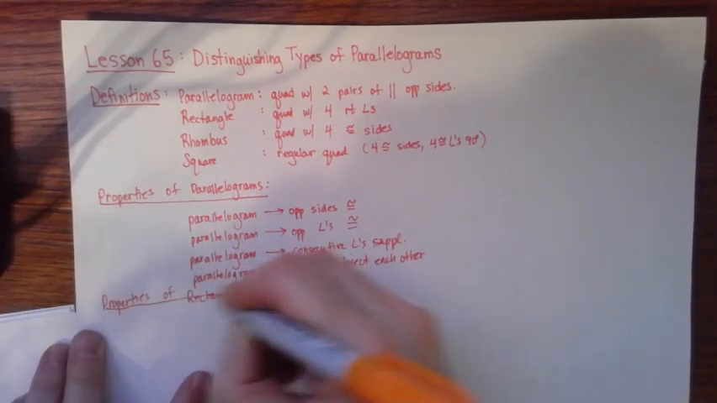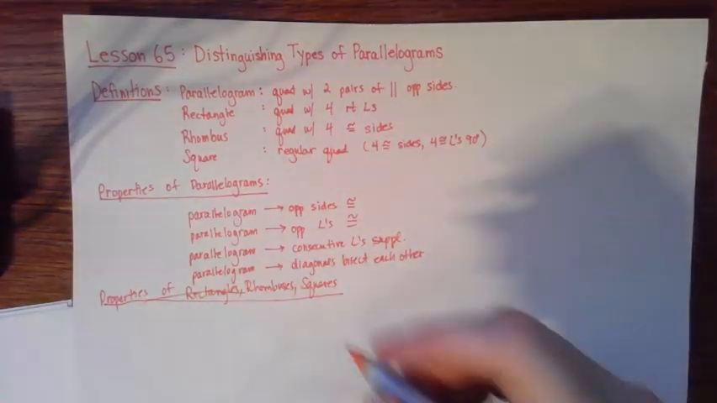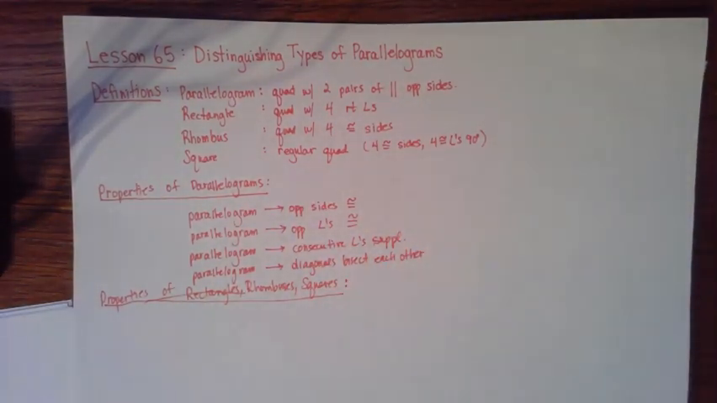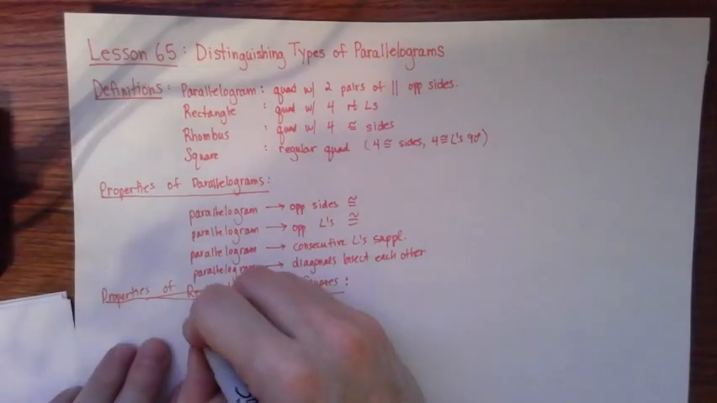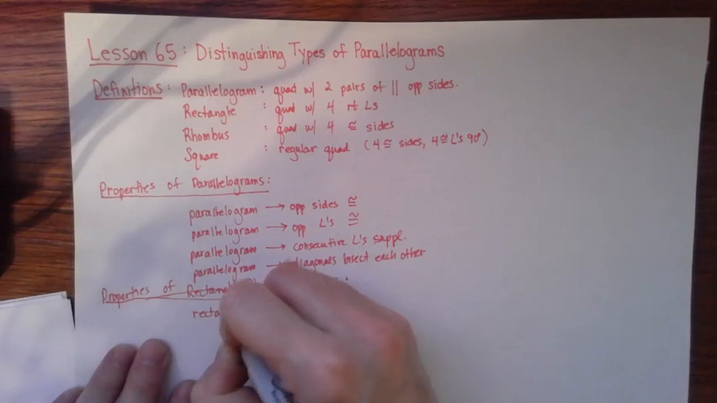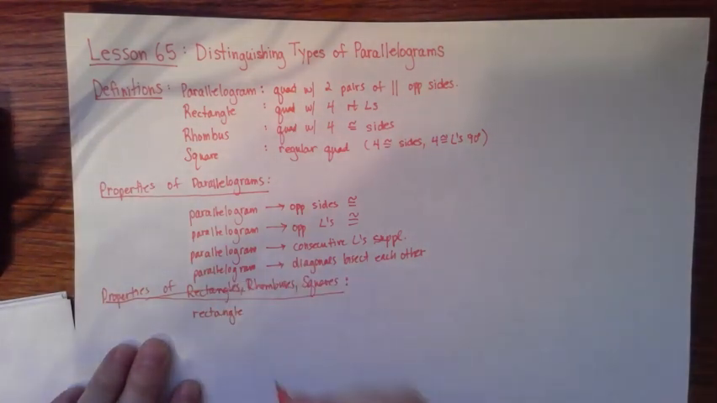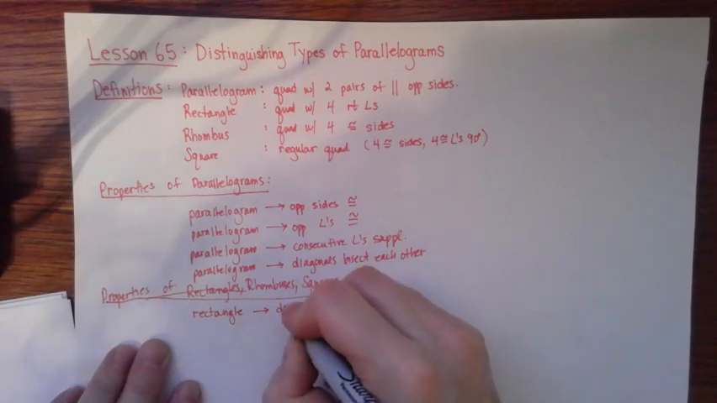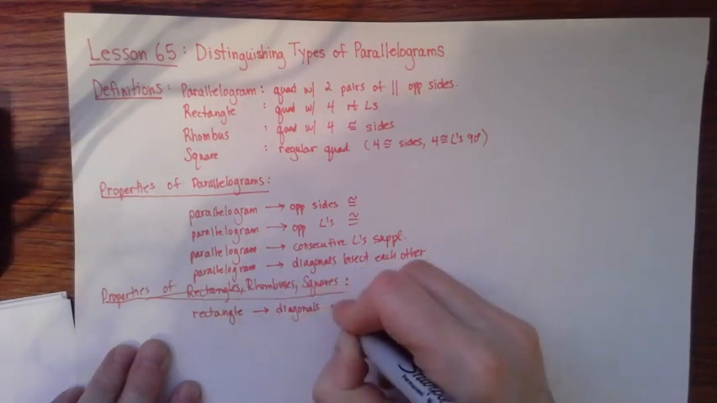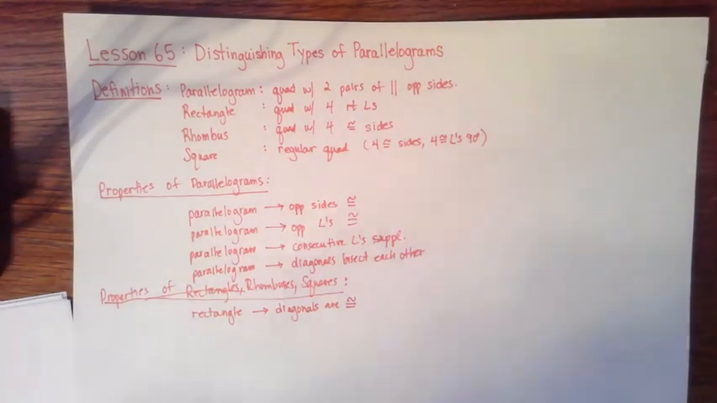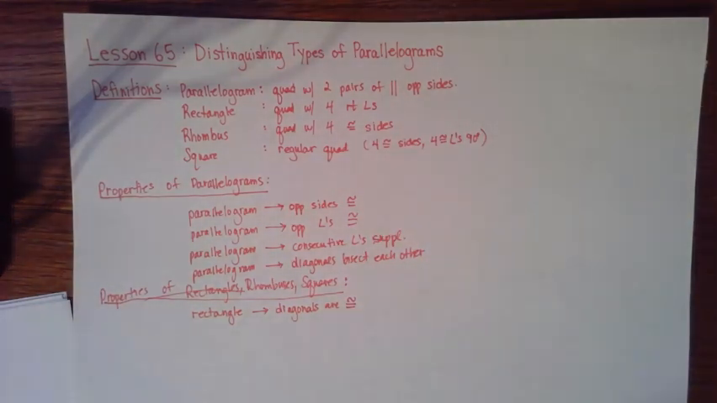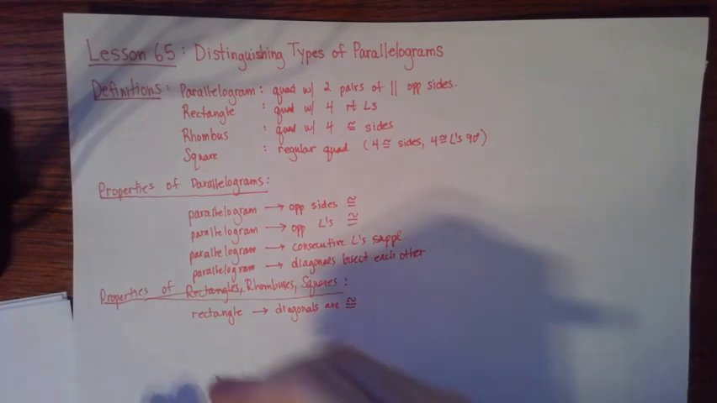Again, these properties are going to be: if I know it's one of these, then what can I conclude? So in particular, we'll look at rectangles first. If I know it's a rectangle, there's something very unique to rectangles. If it's a rectangle, then the diagonals are congruent. This is unique to rectangles. It's not true in general parallelograms. It's not true in just general rhombuses. So it's only true for things that can be classified as rectangles. That's the only one for rectangles.